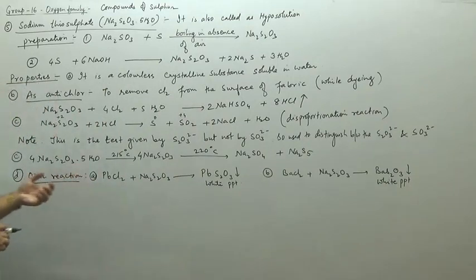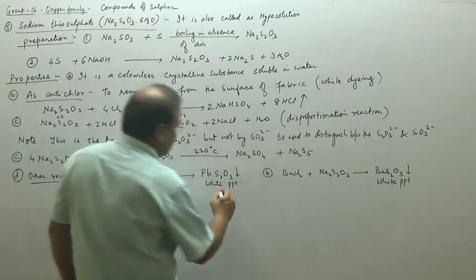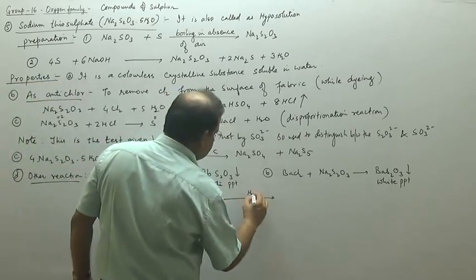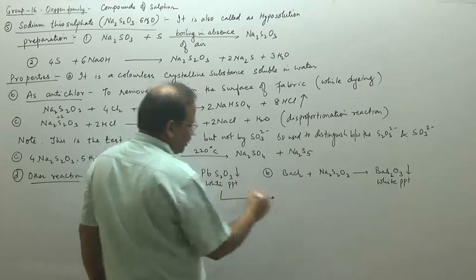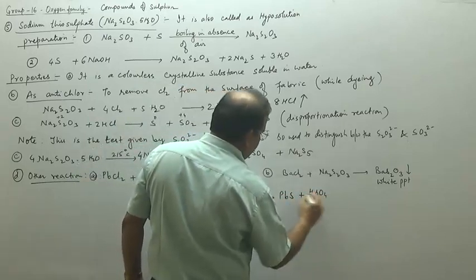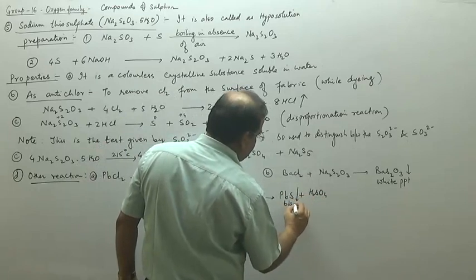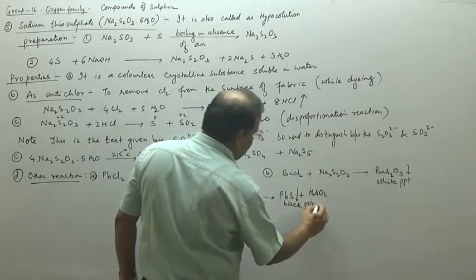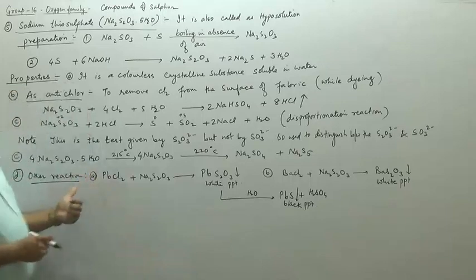But we can write that if it is lead thiosulfate that is treated with water, then in that case I get PbS plus H2SO4 formed. This PbS is a black precipitate which is formed in the reaction. So that is how we can write the reaction with this.